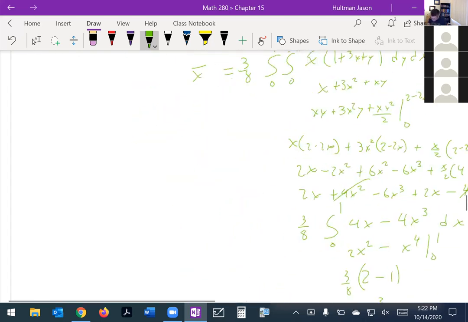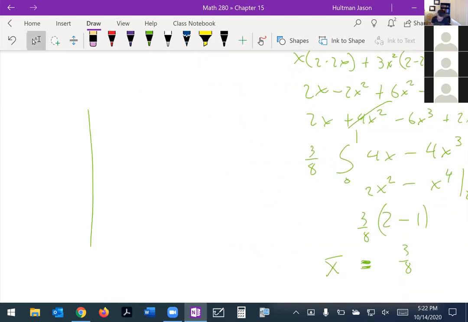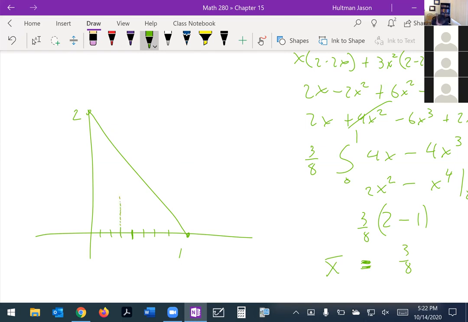Well, let's look back at our original diagram here. I'm gonna make it super big. So this was at 2, this was at 1. Look, 1/2 is 4/8, and 3/4 is 6/8. If we're to cut this into eighths, we would be at 3/8. So somewhere along the x value of 3/8 is going to be my center of mass.